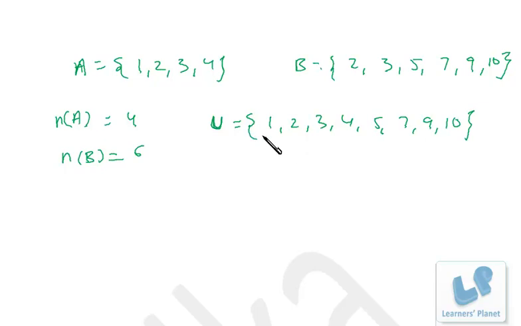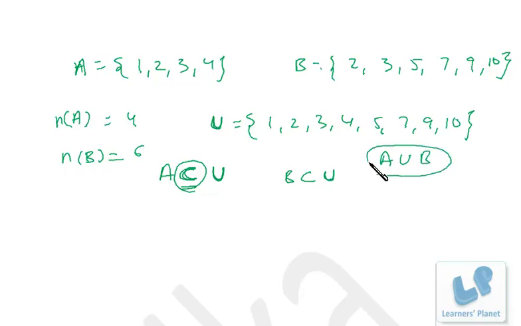So U is the universal set and A is a subset of U, right? Subset means all the elements of A are there in U, right? So A is a subset, that is the sign of subset. A is a subset of U, B is also a subset of U, right? And this U is represented as A union B. That means all the elements of A and all the elements of B combine, and when combined they get this. Okay, so it's called A union B, right? This is the subset sign, that is the union sign.